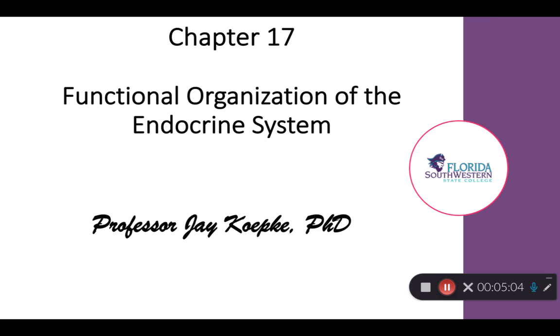This chapter is called Functional Organization of the Endocrine System. Now, some books cover the endocrine system in one chapter. This book covers it in 2 chapters, so chapter 17 and chapter 18. In this chapter, we're not really going to be getting into the actual endocrine organs and their hormones and what those hormones do. We do that in chapter 18.